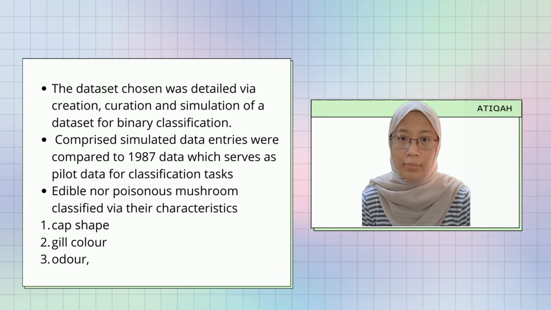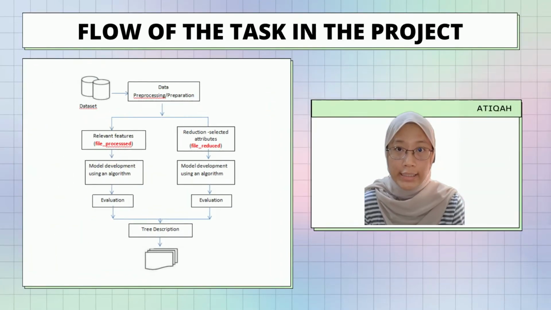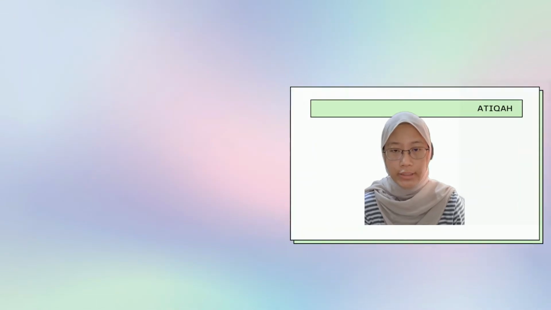The objective of the project is to determine the best classification model that places a distinct mushroom in the edible or poisonous class with its respective behavior, characteristics, and species. The flow of the task in the project is from the dataset, the data is preprocessed, and next, the reduction that selects attributes, next, the model development, next, evaluations, and next, we can get the tree descriptions.